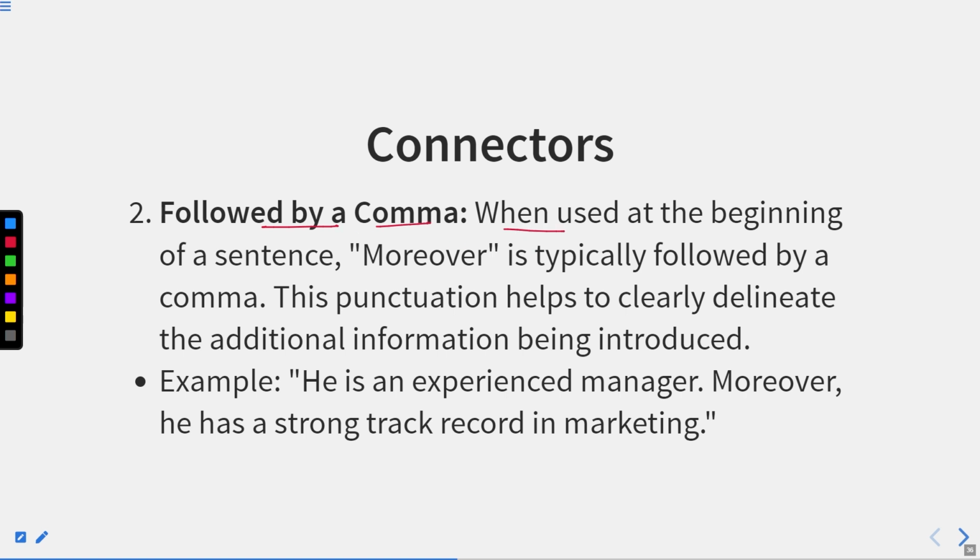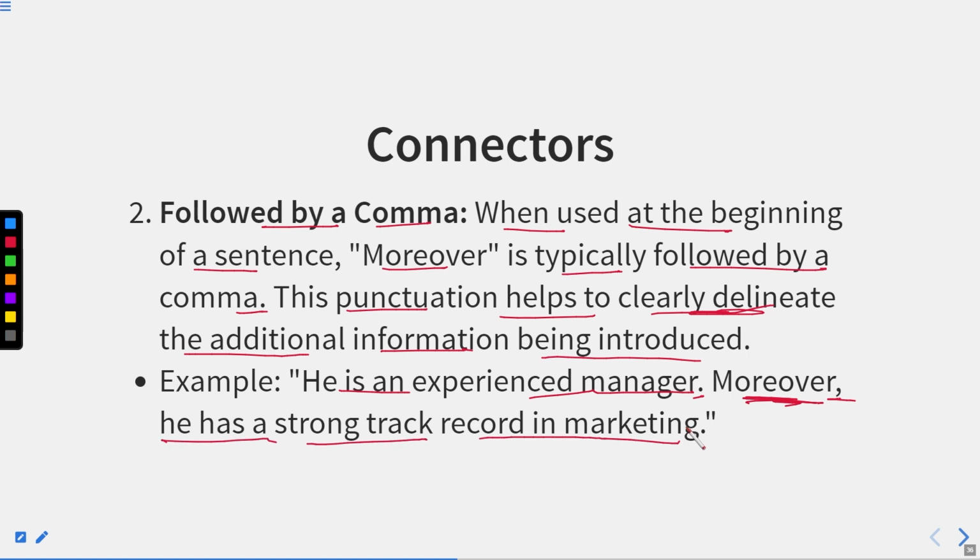Followed by a comma. When used at the beginning of a sentence, moreover is typically followed by a comma. This punctuation helps to clearly delineate the additional information being introduced. He is an experienced manager. This is one sentence. After that, we have a full stop, and after that, we have moreover, introducing another clause which is additional information. And after moreover, we have put a comma. He has a strong track record in marketing.